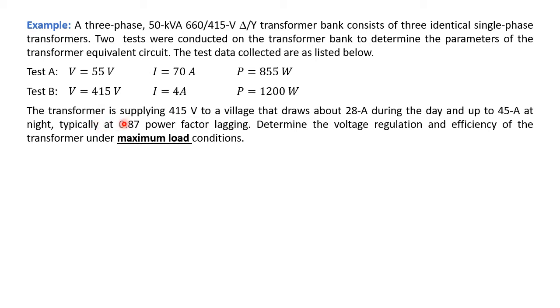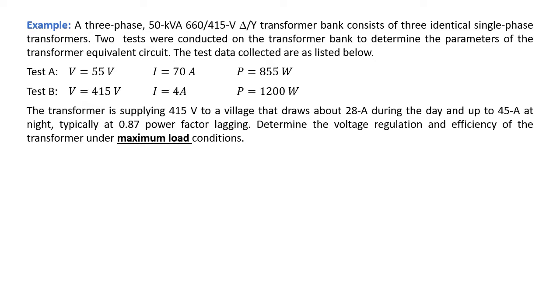And it's known that the transformer is supplying 415 volts to a village, and the village is drawing 28 amps during the day and up to 45 amperes during the night, with a typical power factor of 0.87 lagging. So what they want us to determine is the voltage regulation and efficiency of the transformer under maximum load conditions. Right, so because this is a three-phase transformer and we're given some information, let's extract the information first.